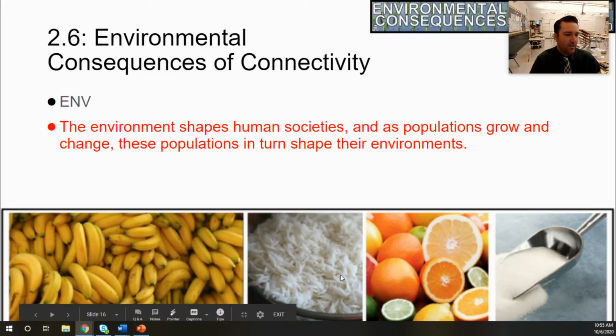So we're moving on to 2.6, the environmental consequences. The environment shapes human societies, and as populations grow and change, these populations then turn and shape their environment. That's something that happens throughout history. It's not necessarily just to this period.